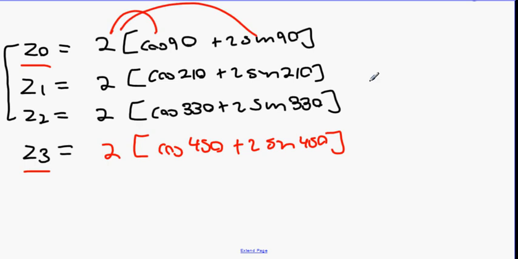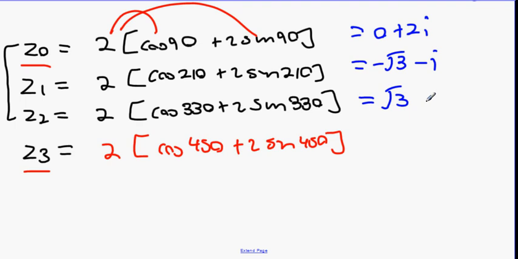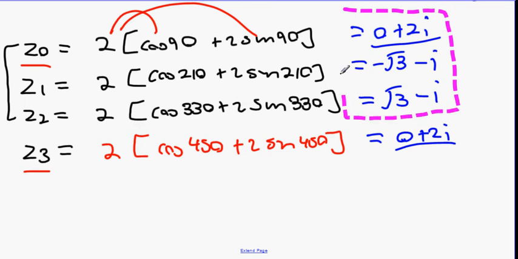So we're just going to put this into the calculator and multiply them all out. And what we're going to get is, first of all, 0 plus 2i. After that, we're going to get minus root 3 minus i. The one after that will be root 3 minus i. Finally, the one after that will be 0 plus 2i. And we can see that these two are a repeat of each other, which means we've completed one full cycle. So our answer for the 3 roots are these ones here.